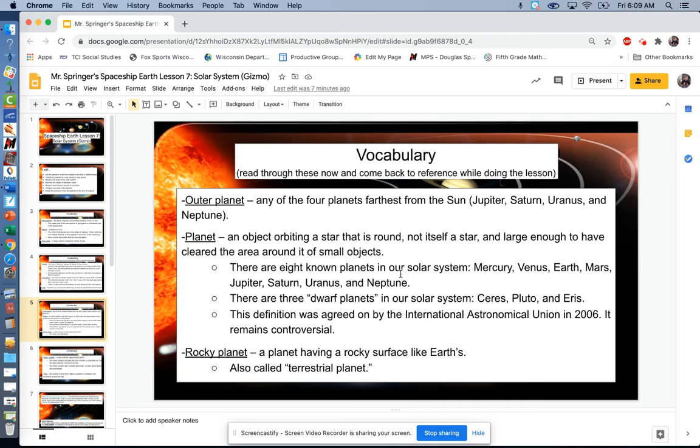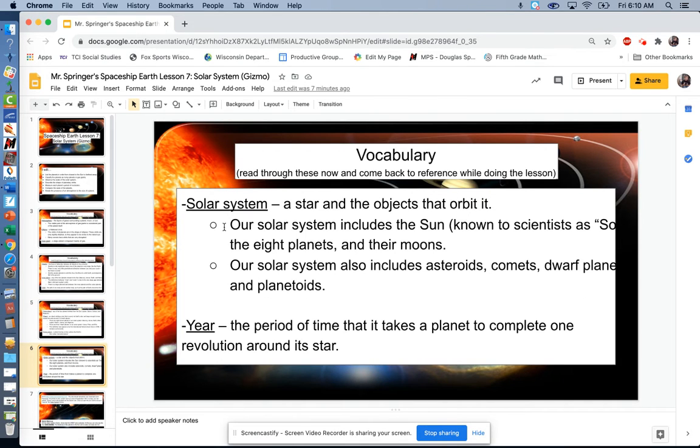There are 8 known planets in our solar system: Mercury, Venus, Earth, Mars, Jupiter, Saturn, Uranus, and Neptune. There are 3 dwarf planets in our solar system: Ceres, Pluto, and Eris. And there's Pluto, who used to be considered a planet back in my day. This definition was agreed on by the International Astronomical Union in 2006. It remains controversial. Yeah, because people were just used to Pluto being considered a planet, but it really didn't fit the definition. Rocky planet, a planet having a rocky surface like Earth's, also called terrestrial planet.